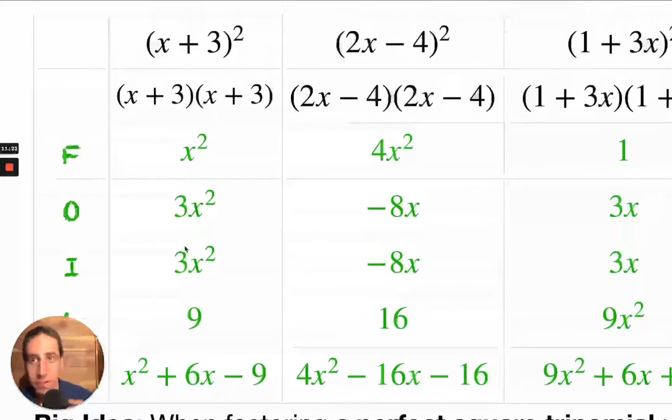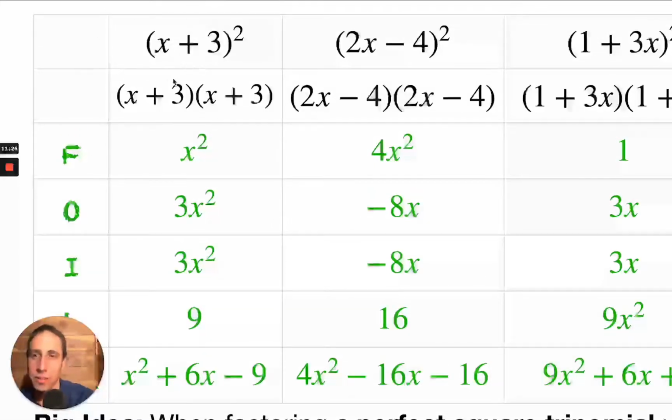So here, x plus 3 squared. That's really the same thing as x plus 3 times x plus 3. It's just the same thing multiplied by itself. So if you're going to FOIL it out, you get x squared. The outside and the inside terms are the same.